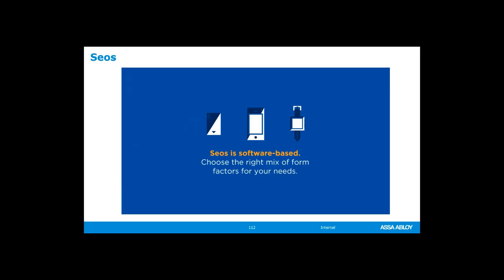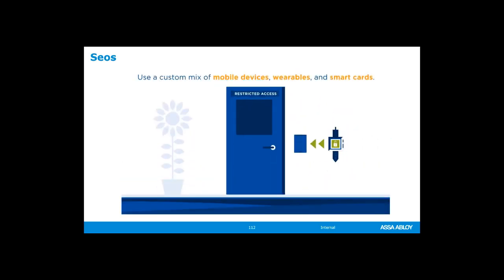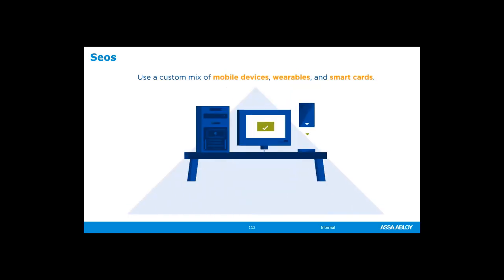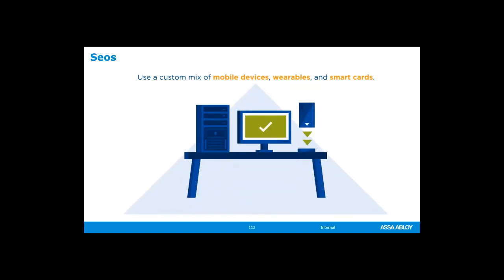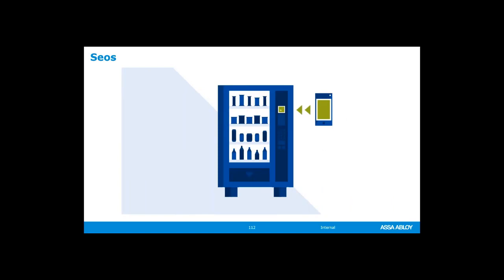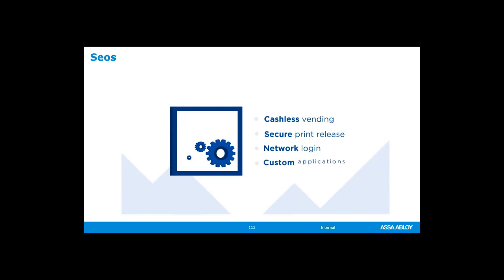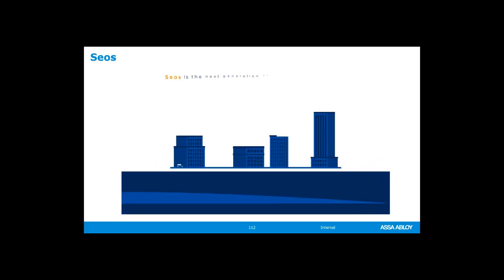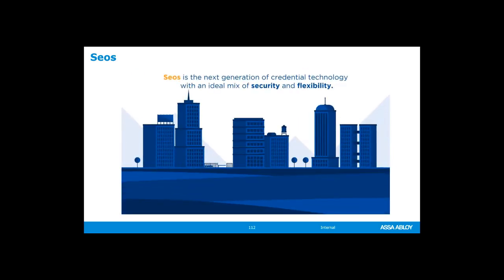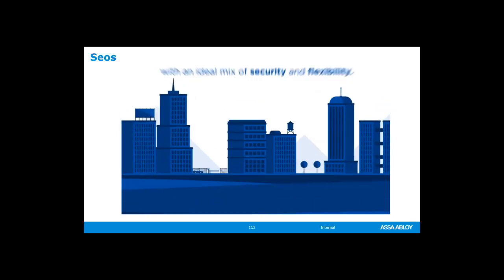For example, use mobile devices to open parking gates, wearables to access restricted areas, and smart cards to unlock PCs, whichever mix is ideal for your organization. What's more, Seos can be extended for unique applications beyond physical access, like cashless vending, secure print release, network login, and other custom applications for a variety of industries. Seos, the next generation of credential technology that provides the ideal mix of security and flexibility for any organization.